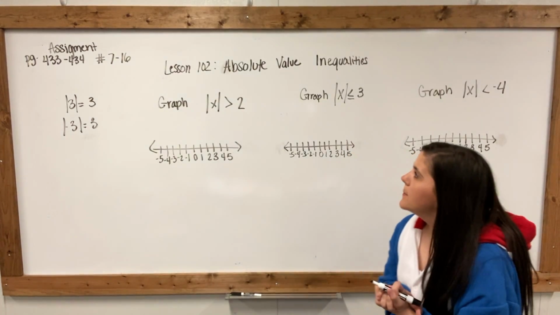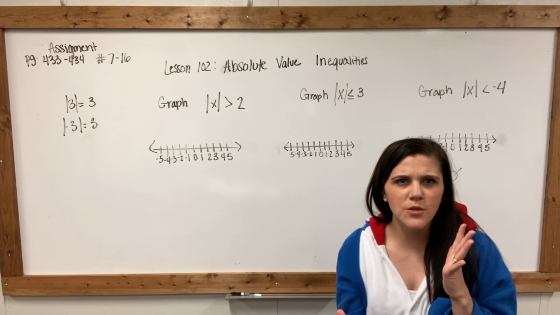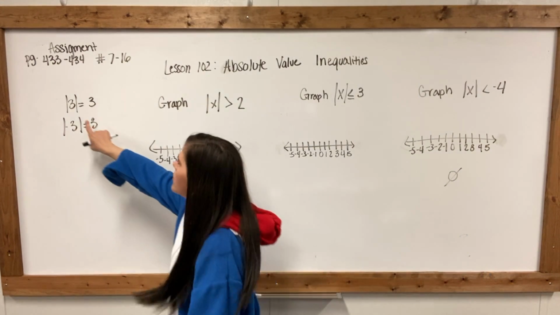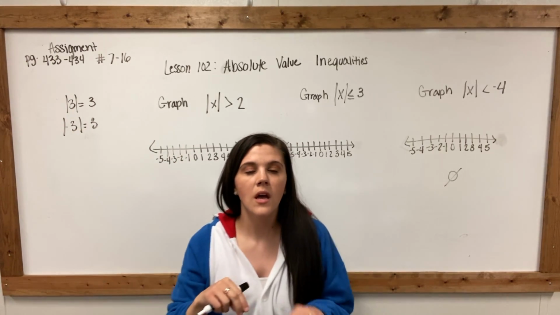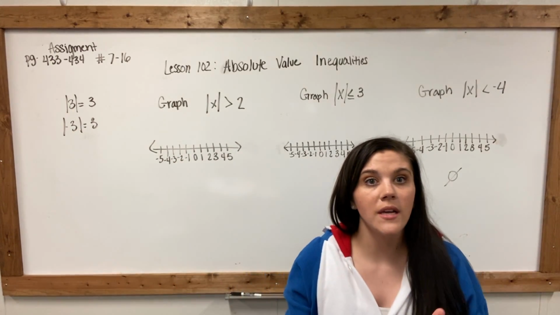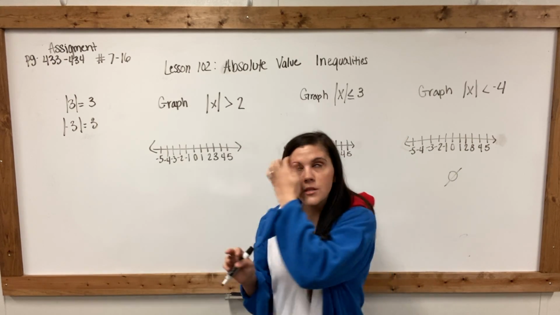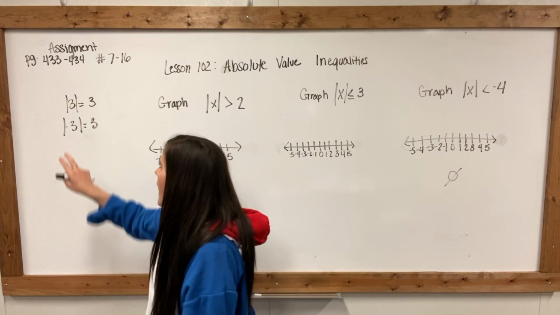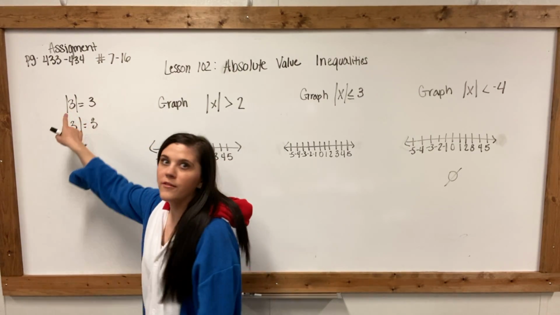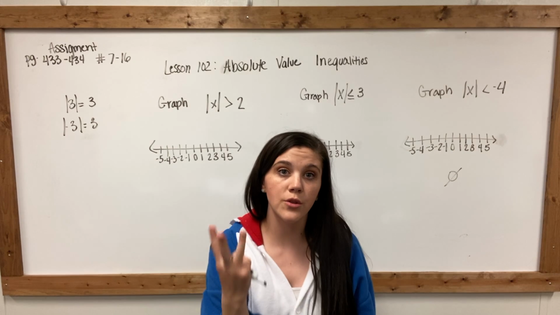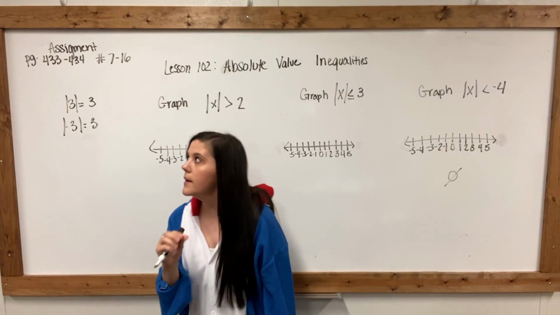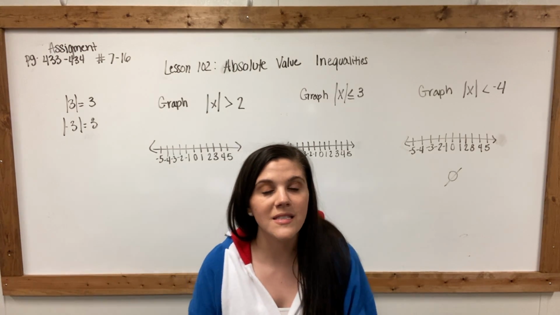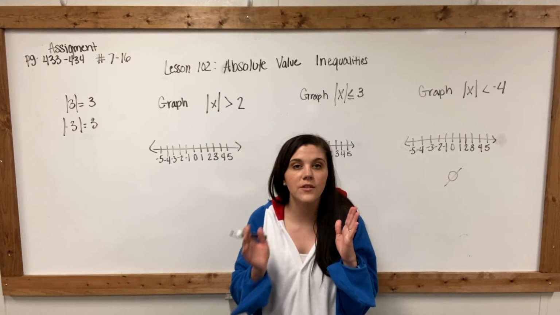I'm going to show you first, let's first review what an absolute value is. Remember that absolute value is the distance, or the number of units, a number is from 0 on the number line. So the absolute value is represented with these two parallel lines. So the absolute value of 3 is 3 because it is 3 units from 0 on the number line. But the absolute value of -3 is also 3 because it is still only 3 units from 0 on the number line.